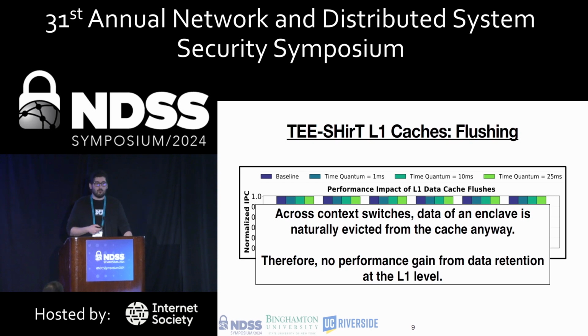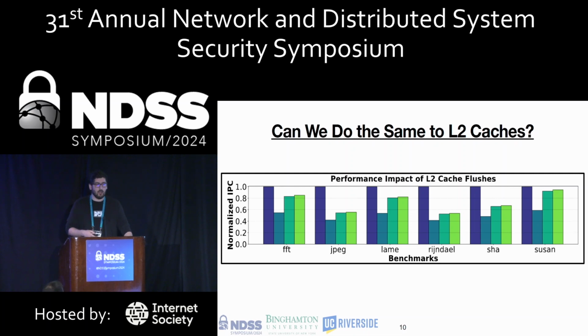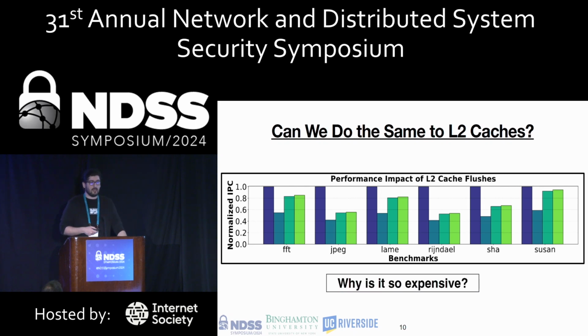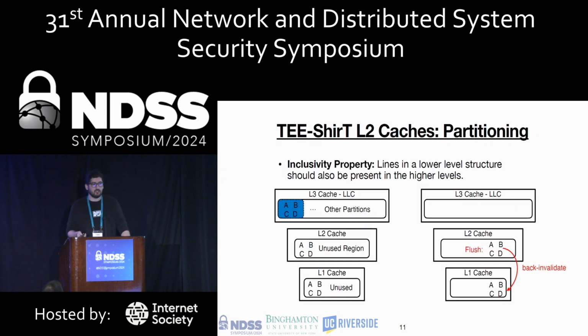The same does not go for L2 caches, though, which exhibit up to 60% performance degradation depending on the operating system time quantum. Well, why does this happen, though? There are two main reasons, both of which stem from the inclusivity property. The reason why we consider inclusive caches in our paper is, one, they're especially vulnerable to side channel attacks, and two, they greatly decrease the amount of hardware needed to implement cache coherence mechanisms.